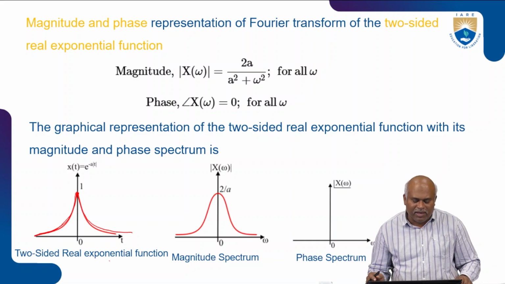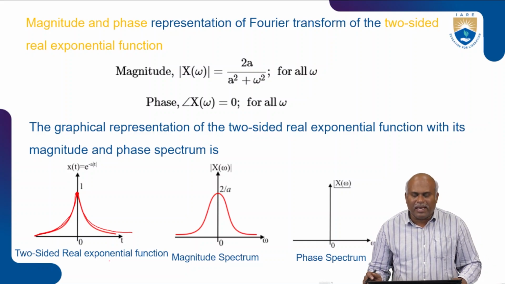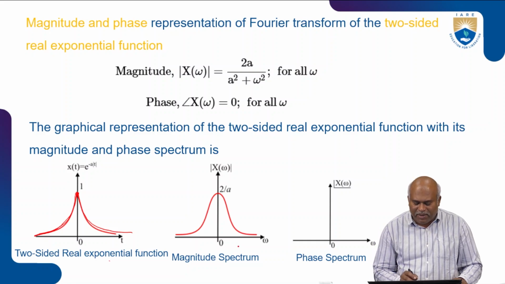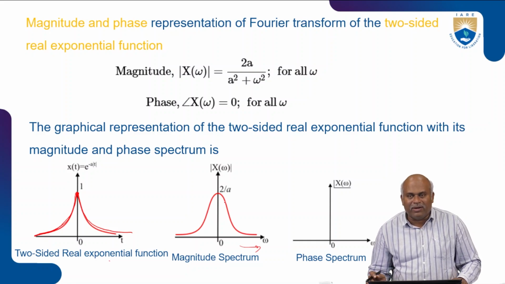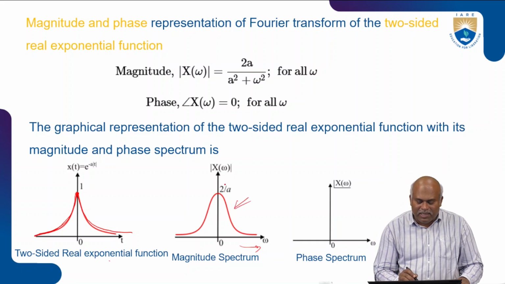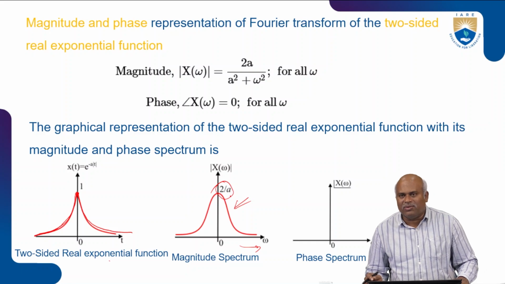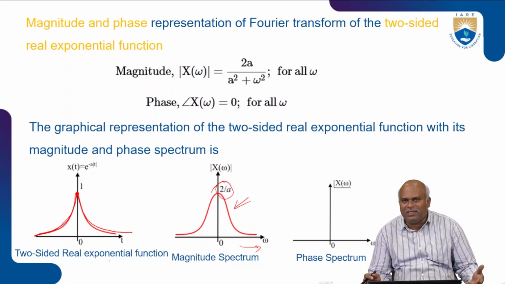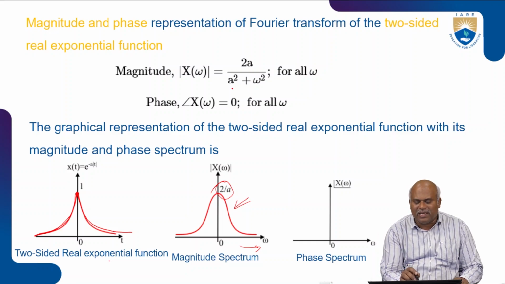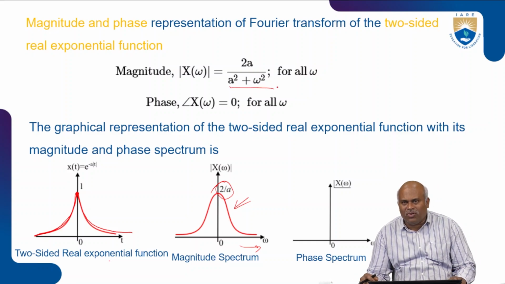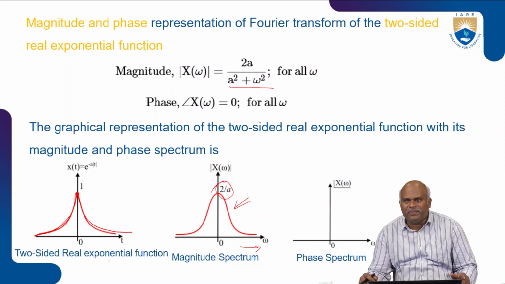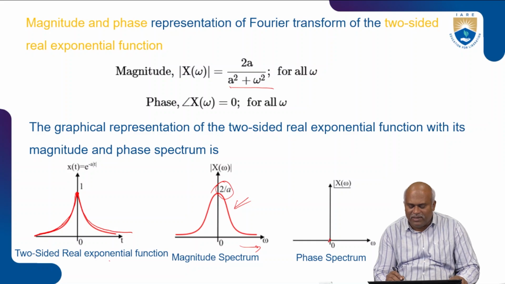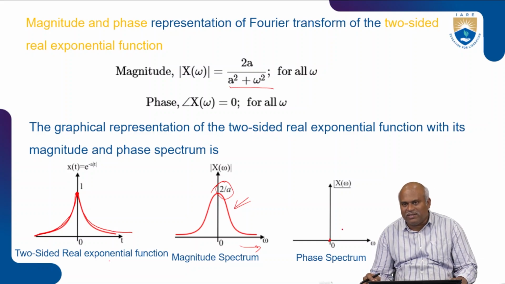Both sides are possible. Then we take the magnitude response, plotting frequency against the magnitude function. We get a Gaussian bell-curve shape, but the maximum amplitude is equal to 2 by a. Next, we take the phase response. In this condition, there is no imaginary part present for the two-side real exponential signal. That's why the phase response is always 0 in the frequency domain.